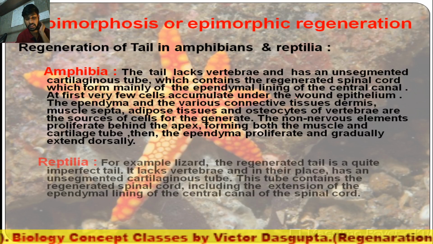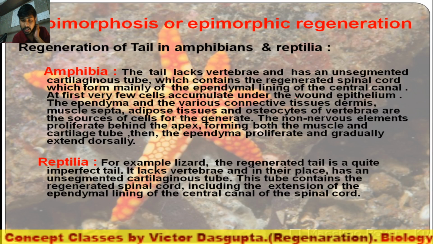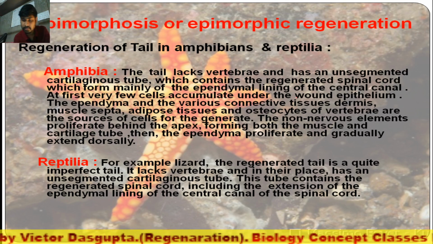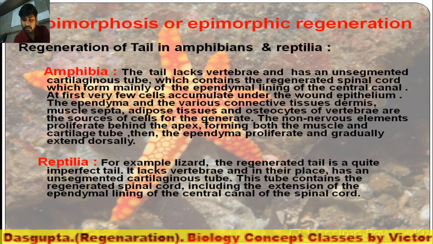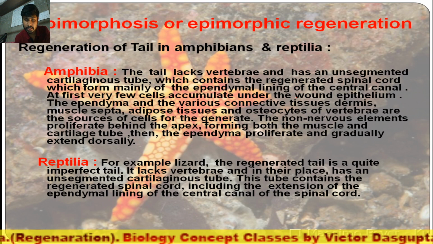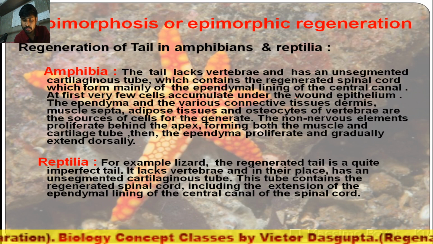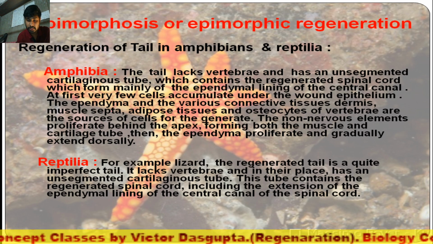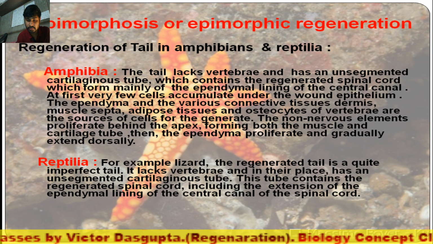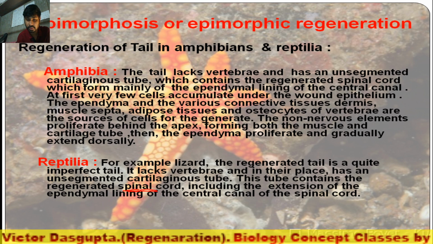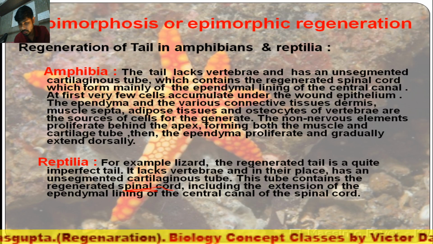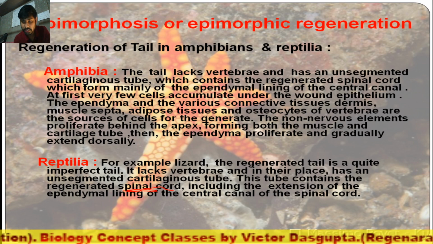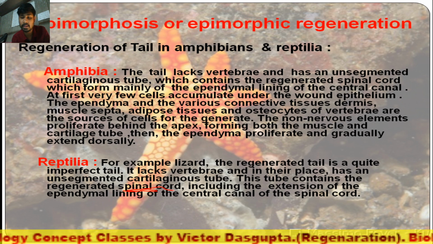Now in reptiles, for example the lizard, the regenerated tail is quite an imperfect tail. It lacks the vertebrae, and in their place it has an unsegmented cartilaginous tube. This tube contains a regenerated spinal cord. One thing we have to remember is that the spinal cord should be there; otherwise the animal cannot control the body part which is going to regenerate again. This includes the extension of the ependymal lining and the central canal of the spinal cord.